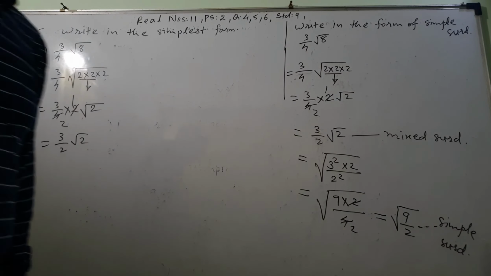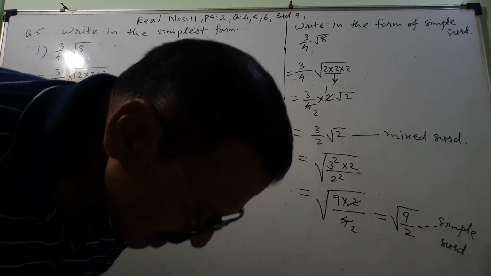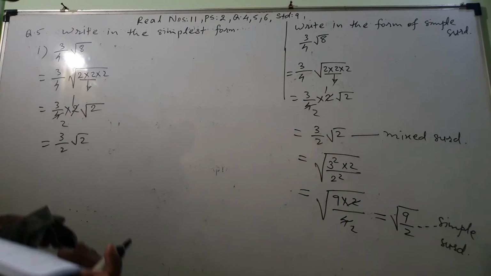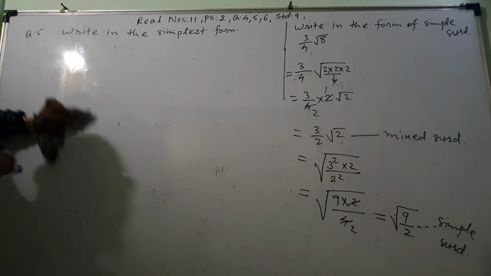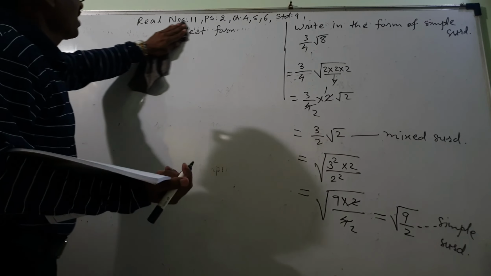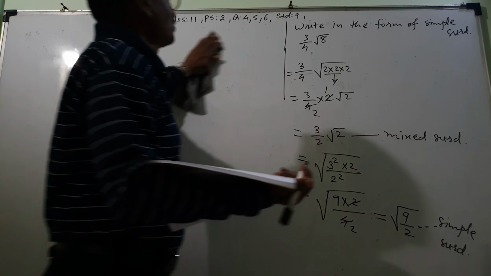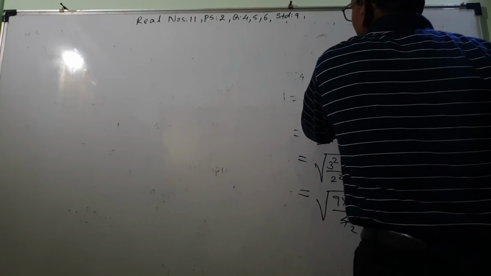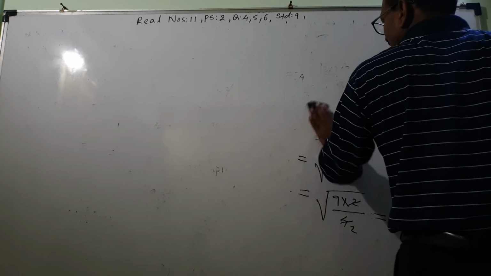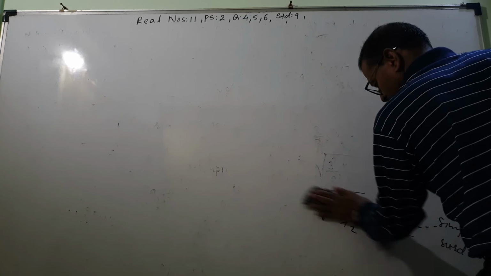Hope that you have understood this. And one question is there that I will keep for you for the homework. Inside the radical sign it is 45. 45 I will write 3 into 3 into 5, and then make the pair of 2. So 3 will come out. And that way you can solve it.